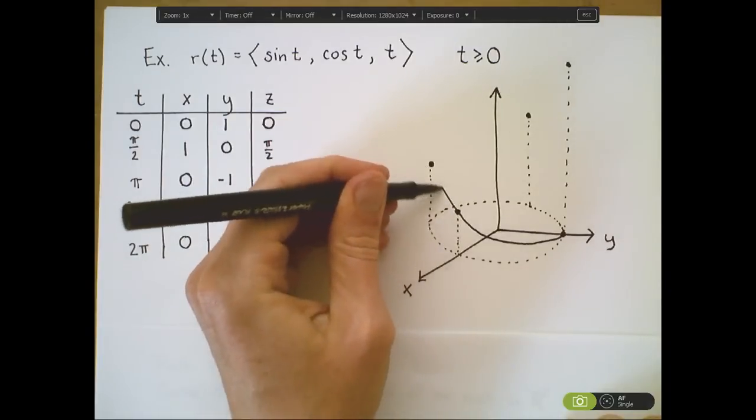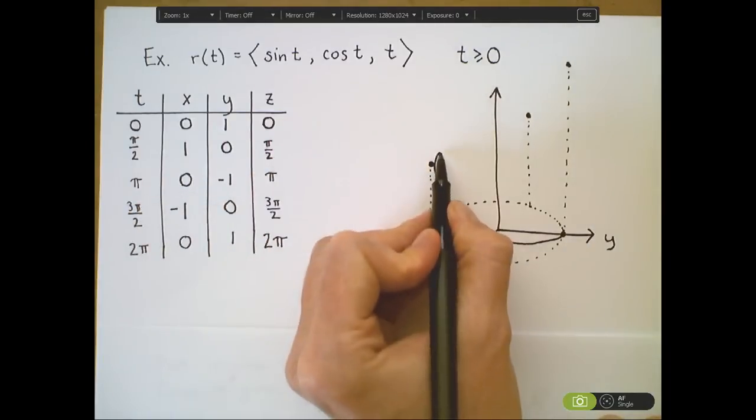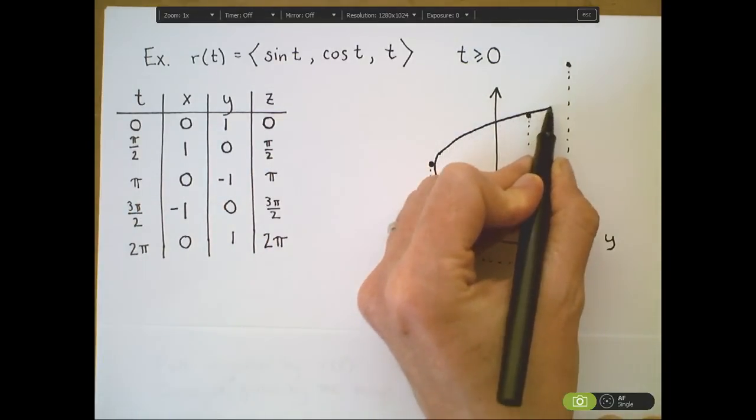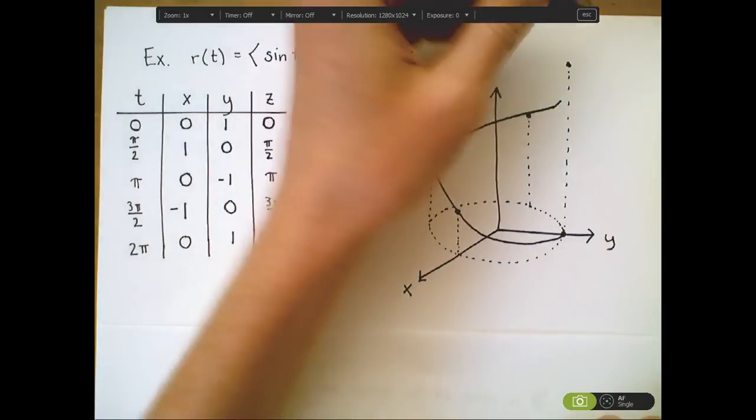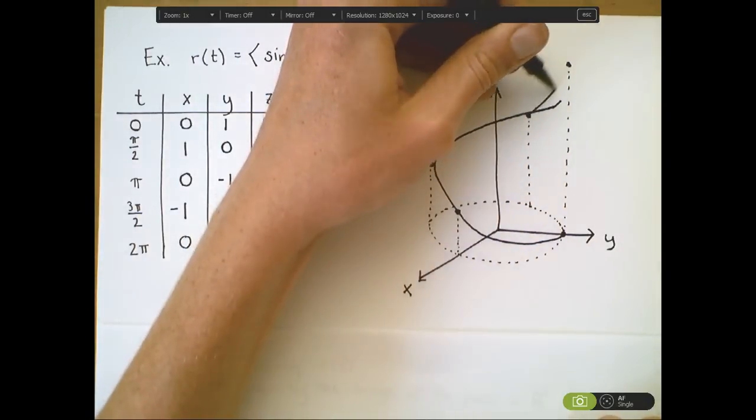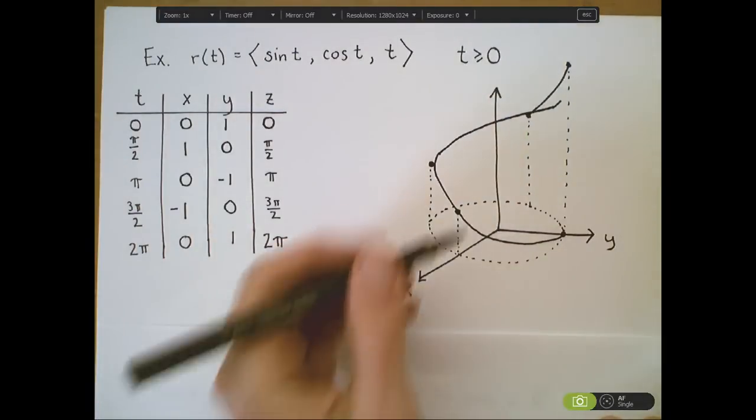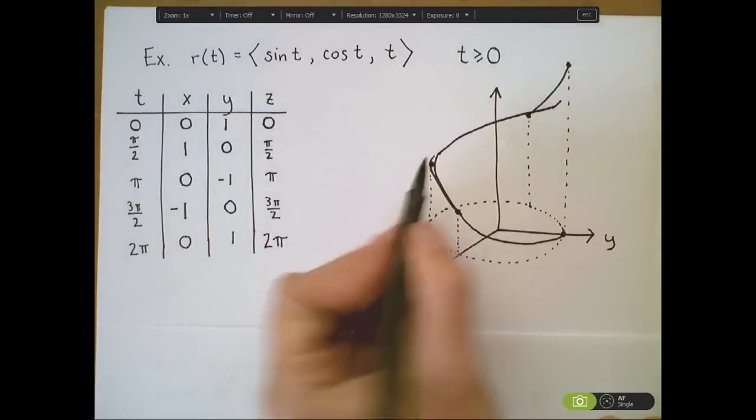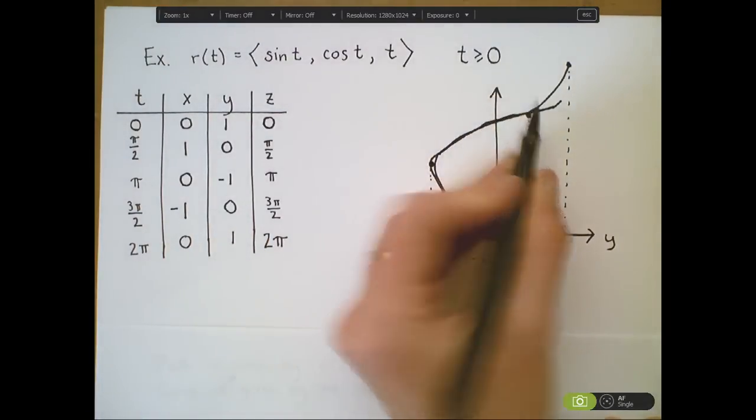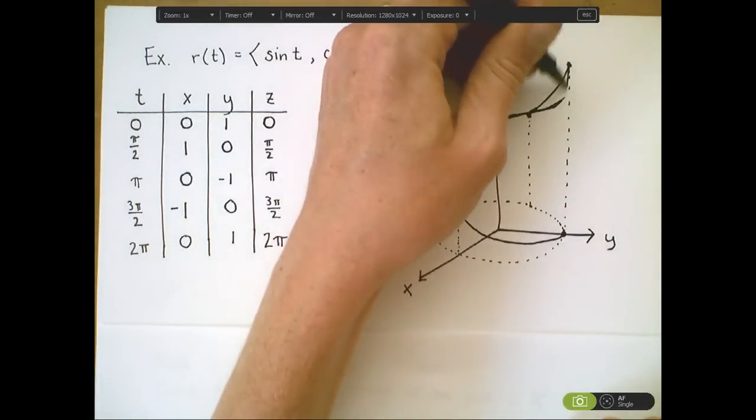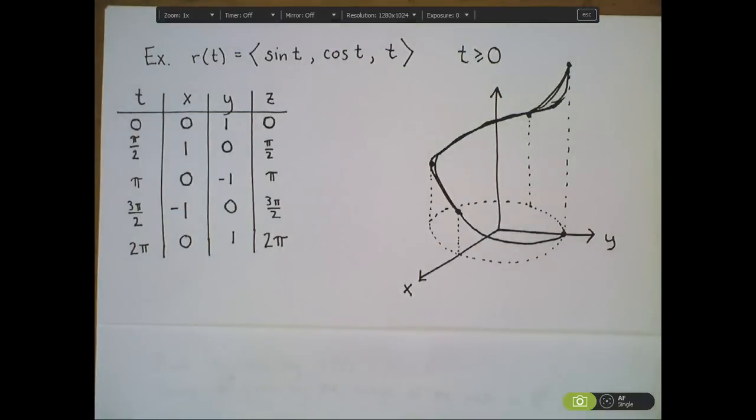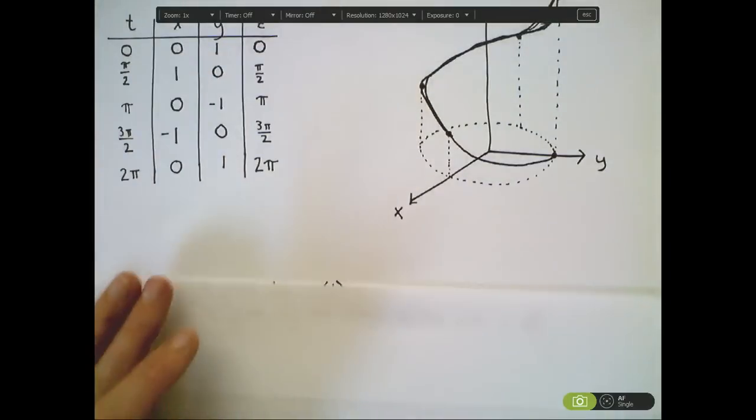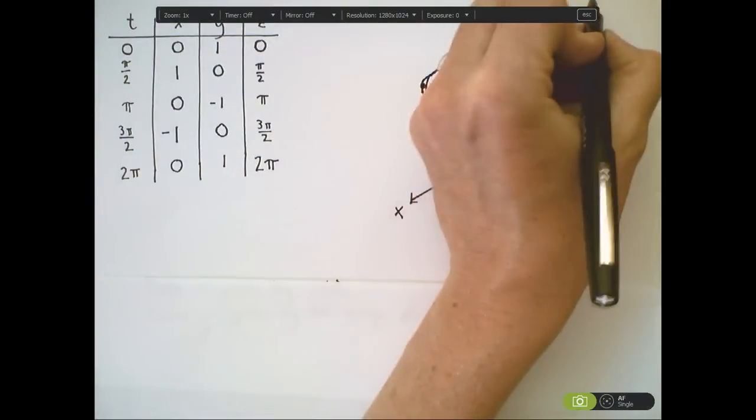And as we cycle in this circle, the height was growing at a constant rate. It's hard to see this last one as it cycles back around. In my head, this was a beautiful picture. Really what's going on, this is a common function that's called a helix.